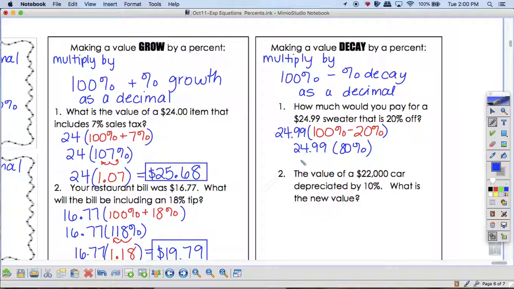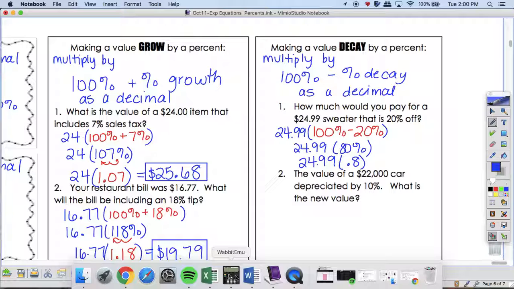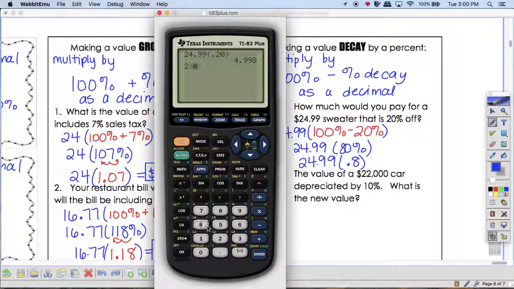And I can't type 80% in the calculator, so instead what would I type in? I would type 0.8. Okay, and let's think about why that makes sense. Let's see why it makes sense to multiply by 80%. It makes sense because that is the percent of the value that you are paying. If the sweater is 20% off, then you are paying for 80%.